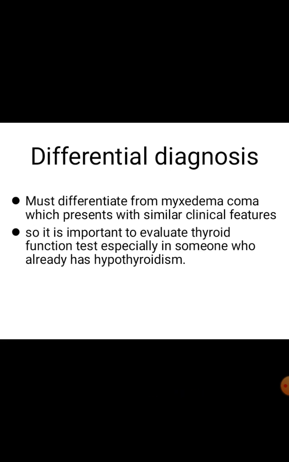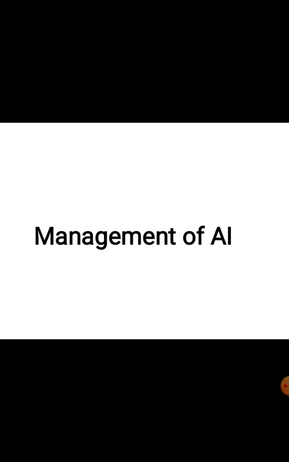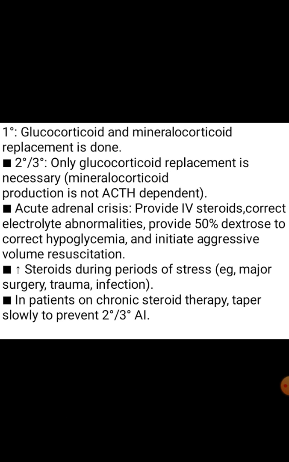Differential diagnosis: must differentiate from myxedema coma, which presents with similar features. So it is important to evaluate thyroid function tests, especially in someone who already has hypothyroidism. Management of adrenal insufficiency: in primary adrenal insufficiency, glucocorticoid and mineralocorticoid replacement is done. In secondary adrenal insufficiency, only glucocorticoid replacement is necessary. Mineralocorticoid production is not ACTH dependent.